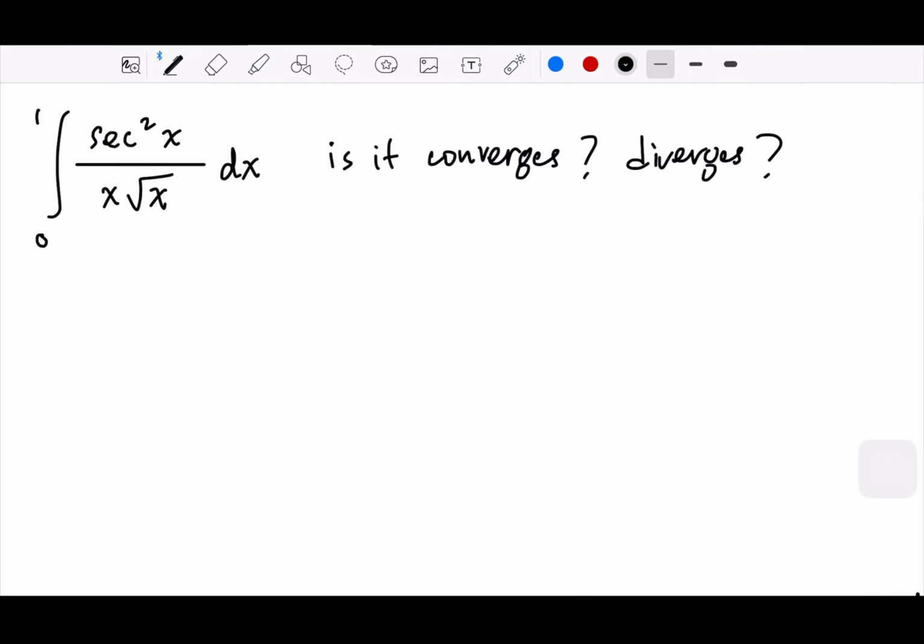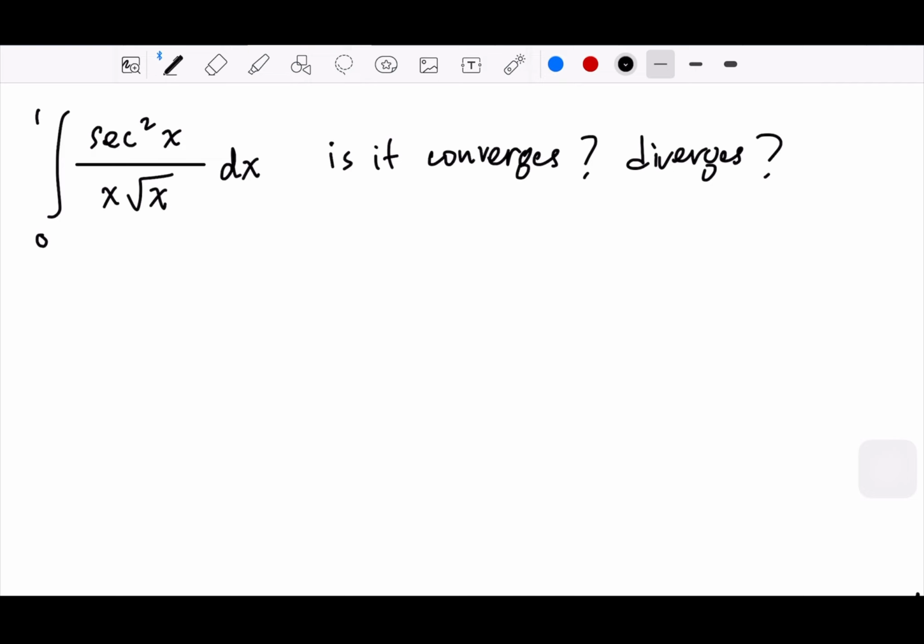Secant squared x over x square root of x. Now sometimes along the line, there will be some questions that just need to be answered by convergent or divergent, not necessarily to be numbers. So what you need to do is one method using the comparison theorem. If you have this, what kind of functions do you need to compare with?